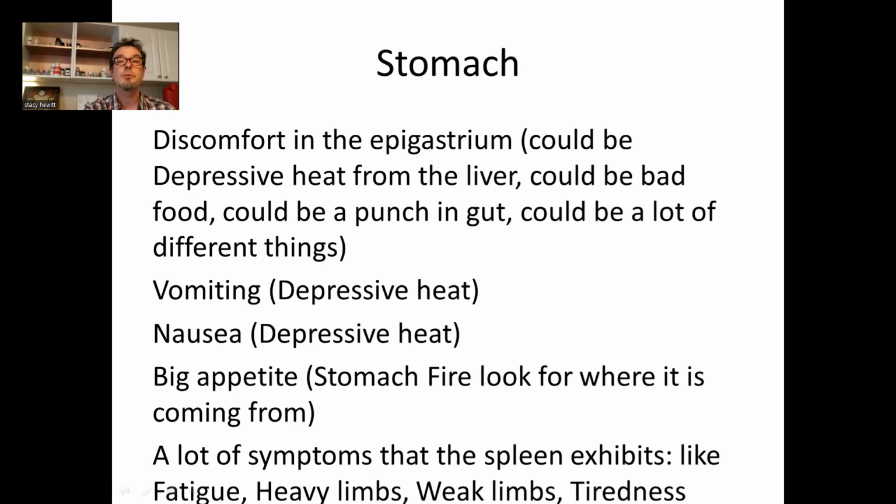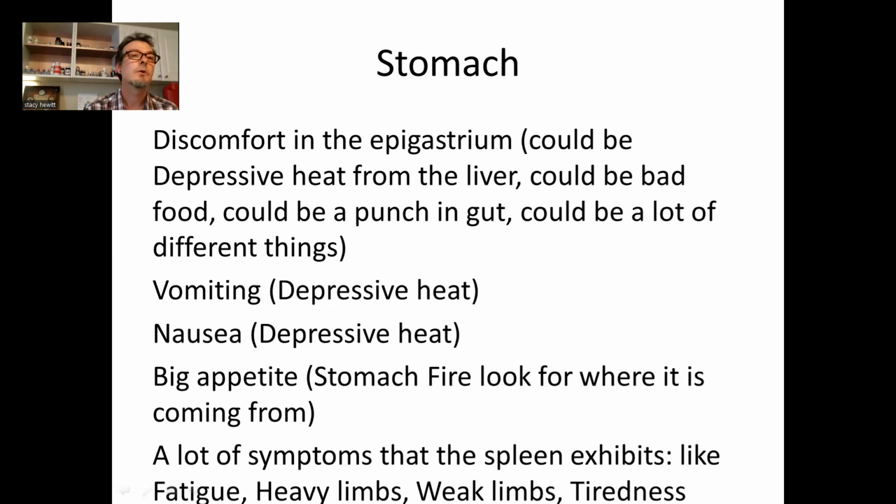So a lot of symptoms that the spleen exhibits, like fatigue and heavy limbs, weak limbs, and tiredness, you'll see that listed under the stomach, but really check out the spleen first. Because a lot of these symptoms, and we'll go into this more when we're talking about the spleen, this fatigue or heavy limbs or tiredness: if your digestive system, if the earth phase is offline, the spleen's offline, and the stomach's offline, a lot of times when you can't extract the energy you need from your food, you don't feel vital. You do feel fatigued, or you do feel like your limbs are very heavy and you can't move them. So if you see these, don't automatically think of the stomach. Look at the spleen first.